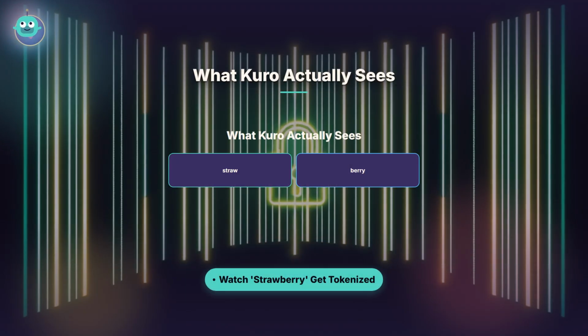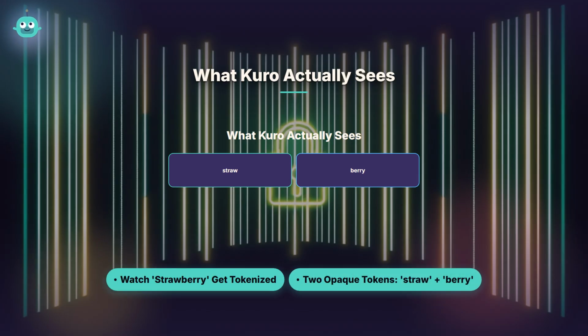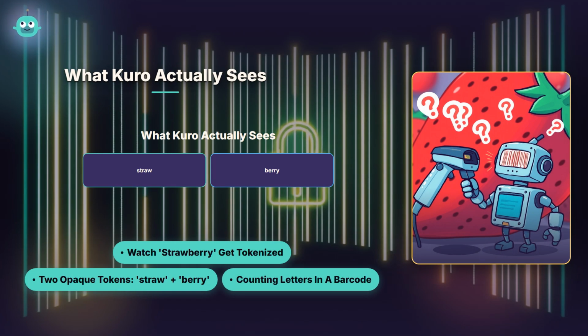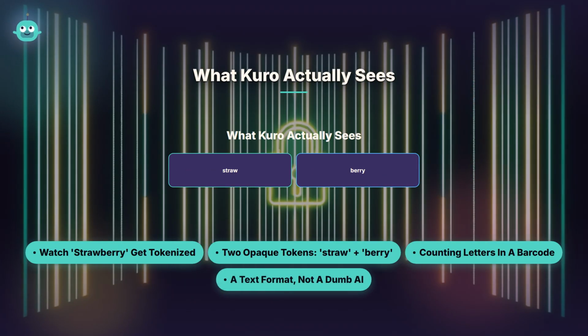Watch what actually happens to the word strawberry. It doesn't arrive as 10 letters. It arrives as 2 opaque tokens, straw and berry. Kuro is being asked to count letters inside barcodes he can't scan open. That's the whole trick.